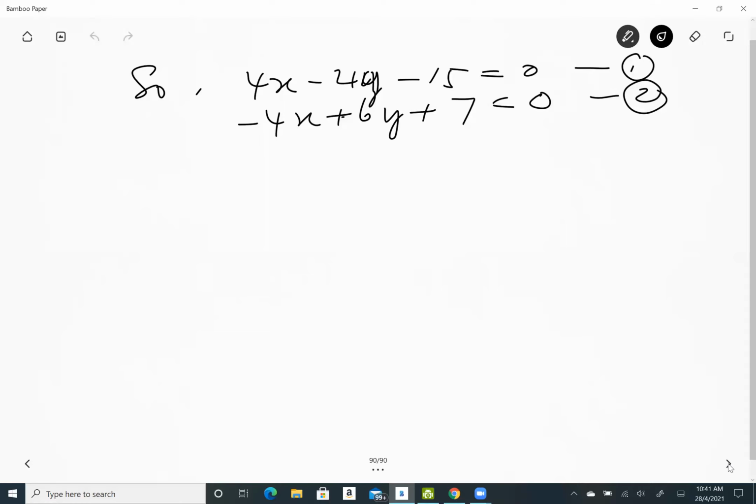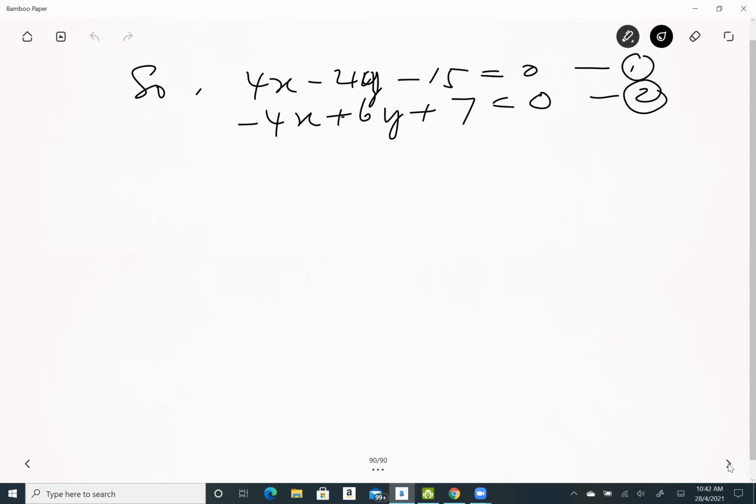Sir, 7.75. Yeah, x should be 7.75. Y is equal to 4. X is 7.75, so that is 31. Okay, I think you forgot to divide by 4 because you have 4x. So you divide by 4, you get 31 over 4. That is 7.75.